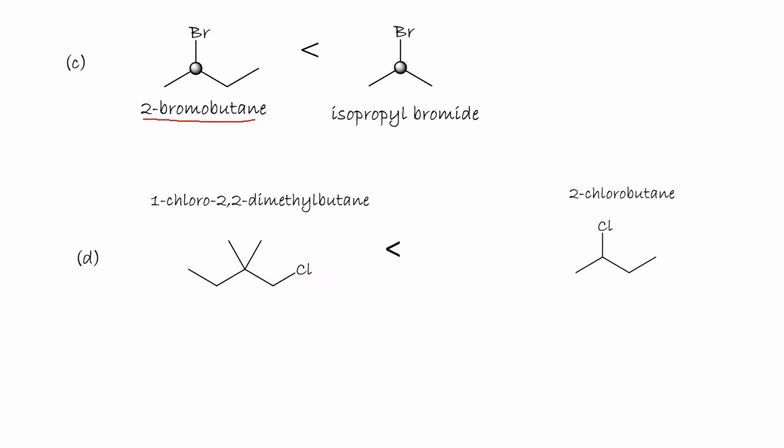2-bromobutane versus isopropyl bromide. This is a secondary alkyl halide, and this is a secondary alkyl halide. Here is a methyl group, here is an ethyl group. For the isopropyl, methyl group and methyl group. So the isopropyl bromide has less steric hindrance and will be faster as a substrate in SN2 reaction.